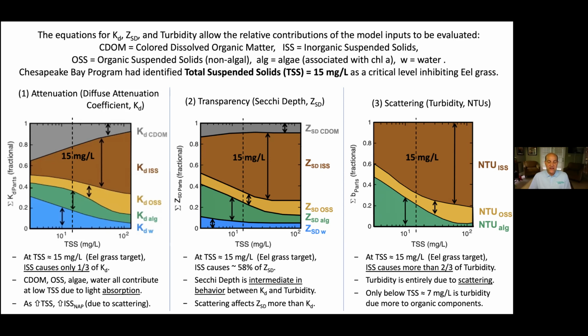In conclusion, KD, Secchi depth, and turbidity measure significantly different aspects of water clarity. Secchi depth, and especially turbidity, are far more sensitive to inorganic solids, and KD is more closely related to the light requirements of seagrass.